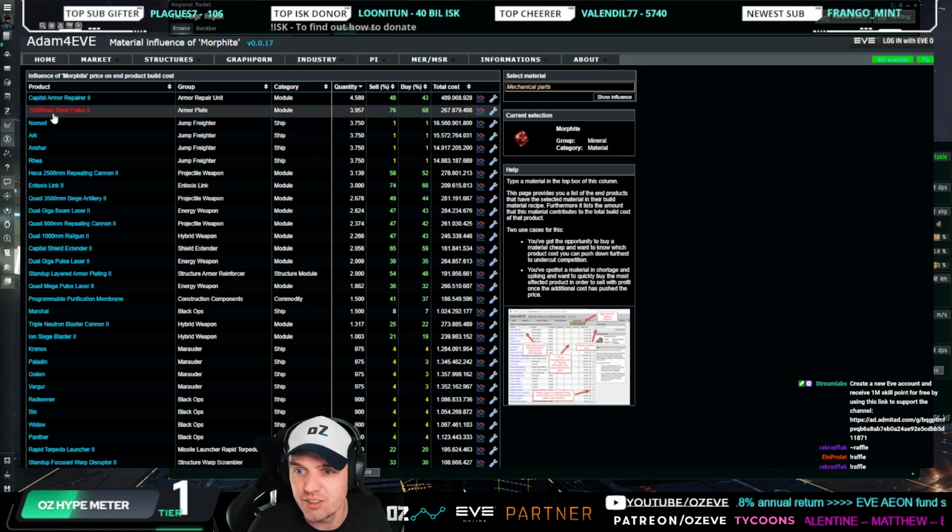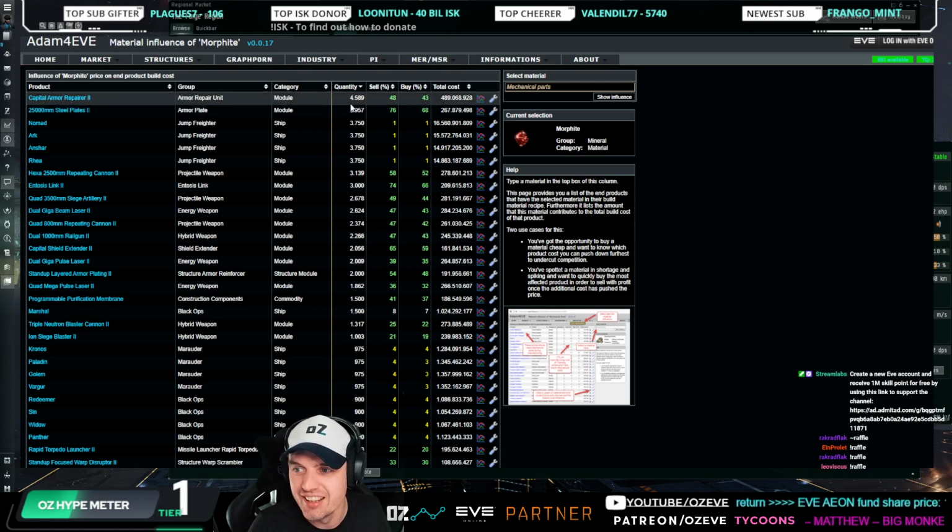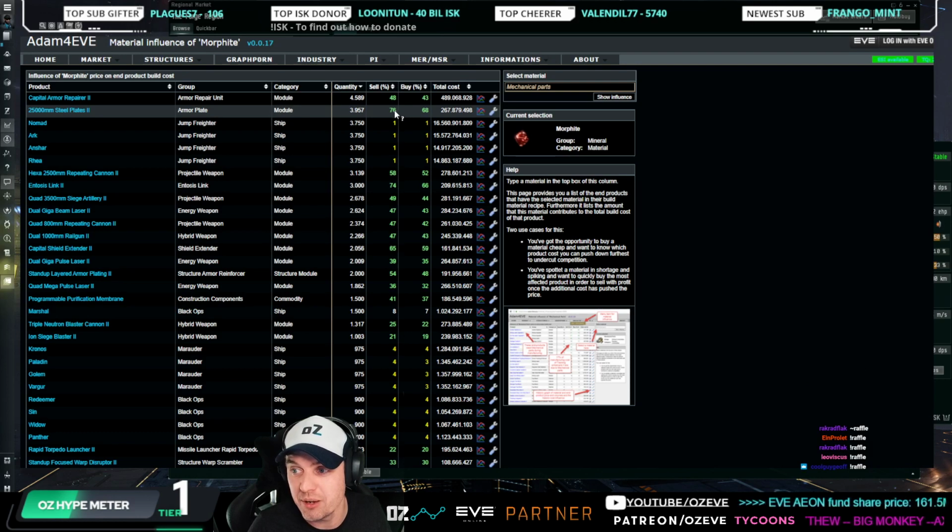For jump freighters, it uses a lot of Morphite, but jump freighters use so much other stuff that it really only makes up 1% of the total price, right? Which makes a lot of sense. If you're looking at 25,000 millimeter steel plate 2s, they use a lot of Morphite, and there Morphite makes a big difference on that item, right?